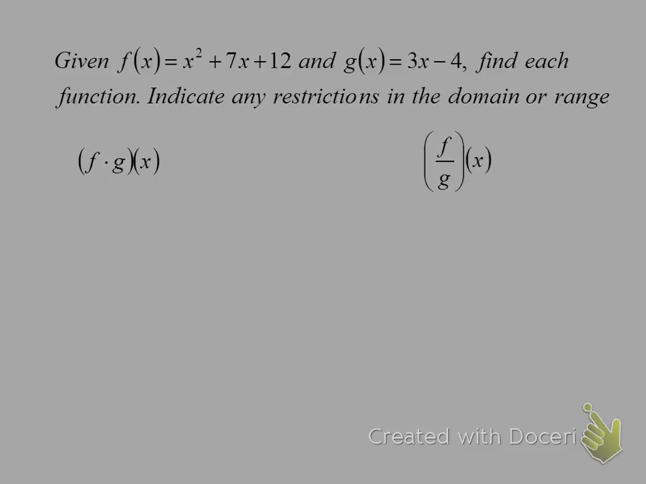Okay, so given f of x equals x squared plus 7x plus 12, and g of x equals 3x minus 4, find each function. Indicate any restrictions in the domain and range. So now we're going to do our multiplication and our division. Once again, make sure you write it. The book does it, the worksheet generator will do it, your test will do it, the ACT will do it. They give it to you in this notation. This notation doesn't help you with what you actually need to do. So make sure you know how to switch from that to this.